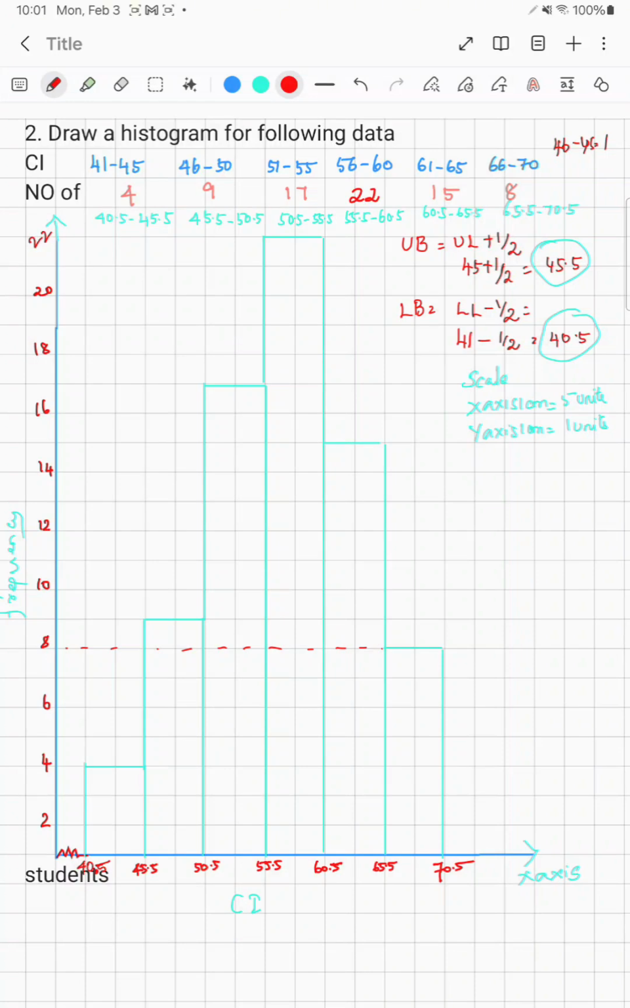Okay, this is the class interval graph for the histogram. Next, in the next video we will see about histogram and frequency polygon.